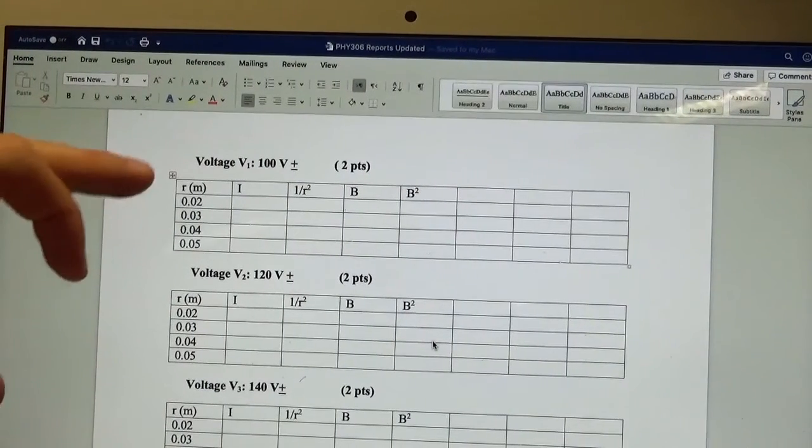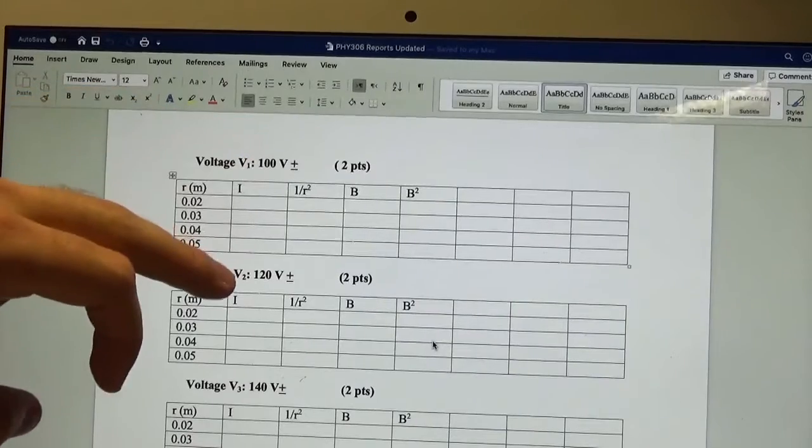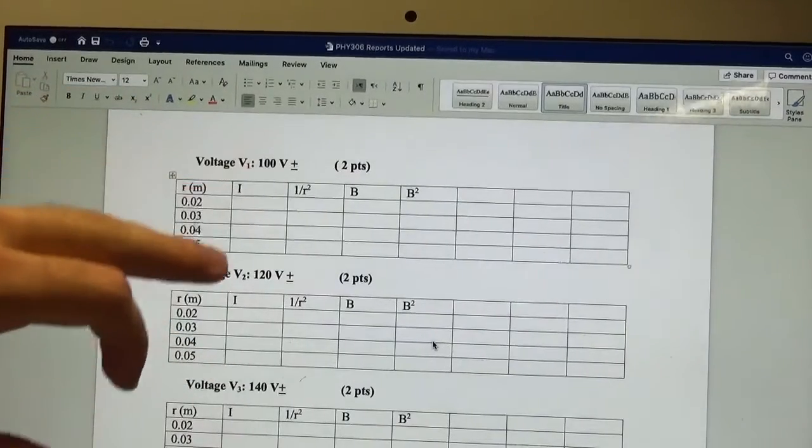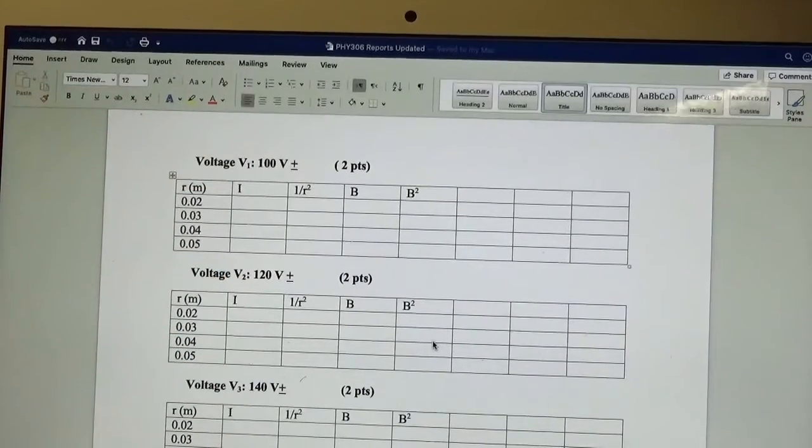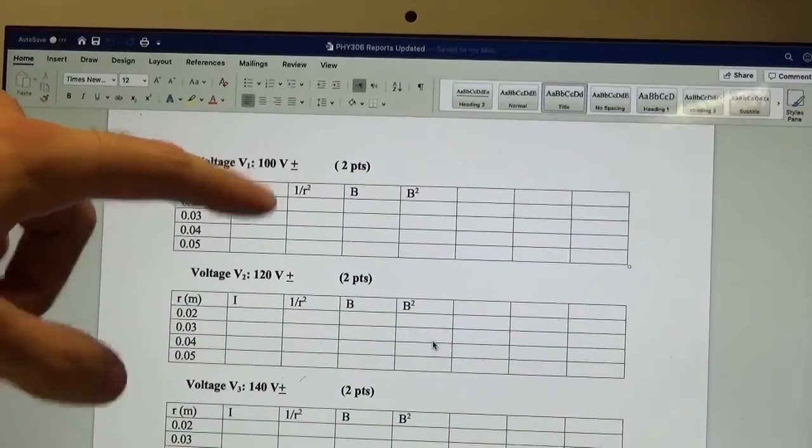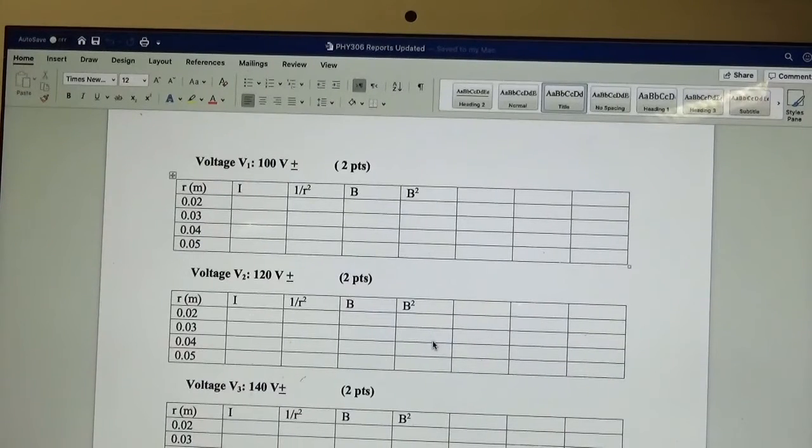If we have a look at that lab report over here, we can clearly see that we have three different voltages, V1 of 100 volts, V2 of 120, and V3 of 140. So each voltage in that case is going to correspond to the amount of the accelerating voltage that is being applied between the cathode and the anode in order to accelerate the electrons into the bulb region. Let's say we start with V1 at 100 volts. So we are starting with an accelerating voltage between the cathode and the anode of 100 volts.